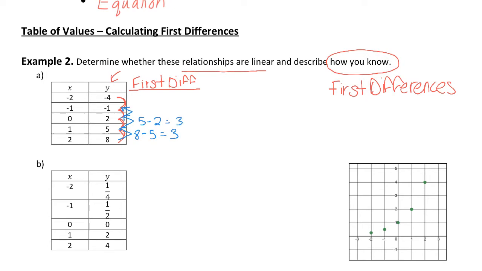2 minus -1. Now remember, 2 minus negative 1 is the same as 2 plus 1, okay, when we subtract a negative. So this is equal to 3, and then I have negative 1 minus negative 4, which we know is negative 1 plus 4, which is 3. So you can see that these first differences, okay, these are all the same.